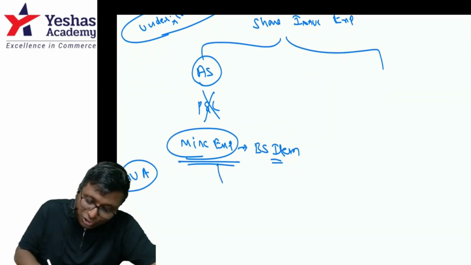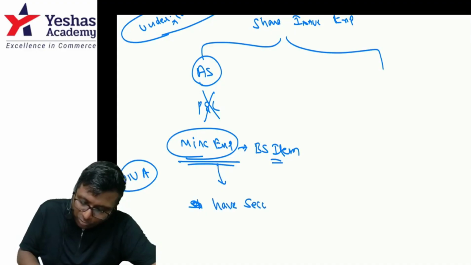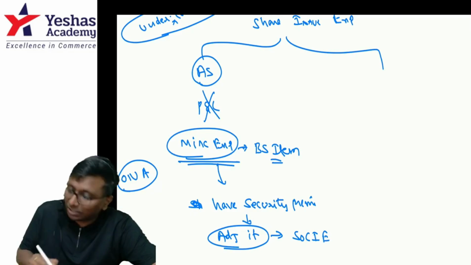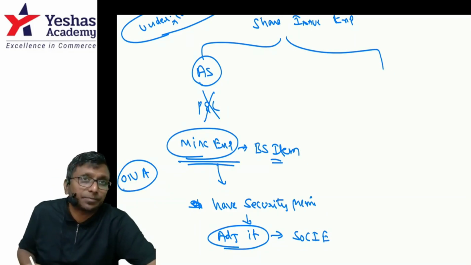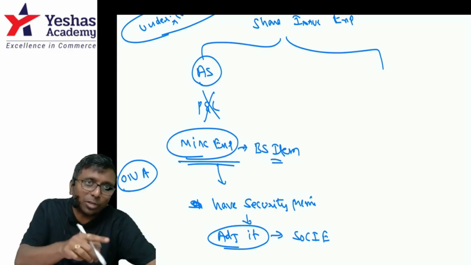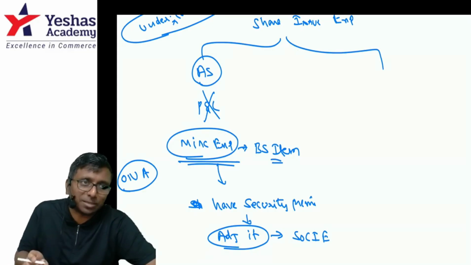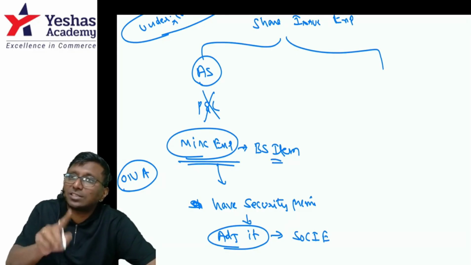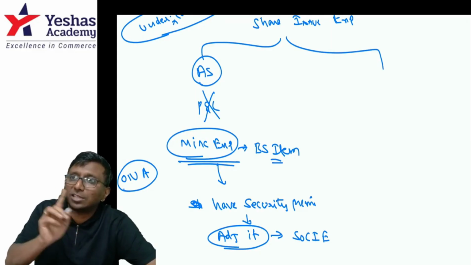Now, I have a security premium. Then what do you do? You adjust it in SOCIE, the statement of changes in equity. If you have security premium, the bank account is credited and security premium is debited. You paid some money, right? But if I don't have a security premium in my balance sheet, then it will sit under miscellaneous expense, as other non-current asset.